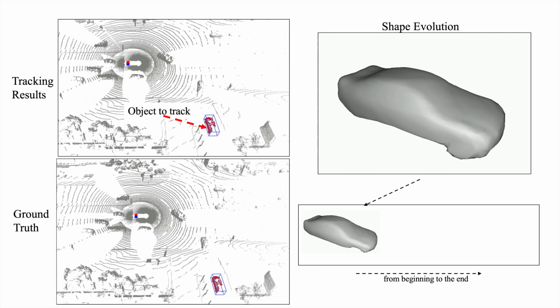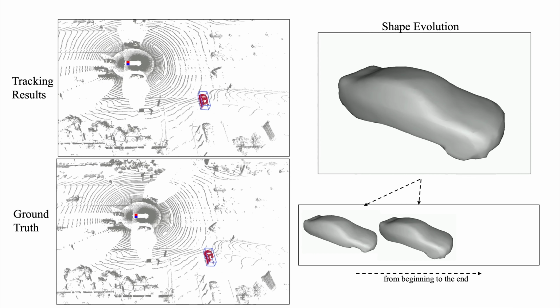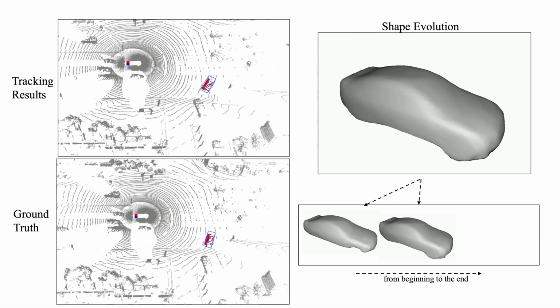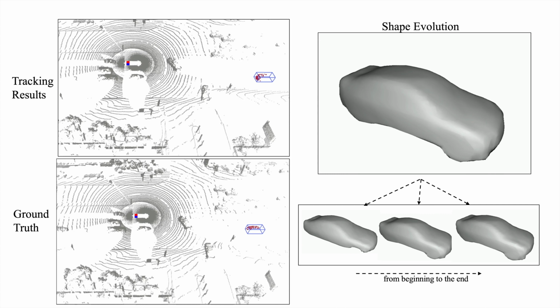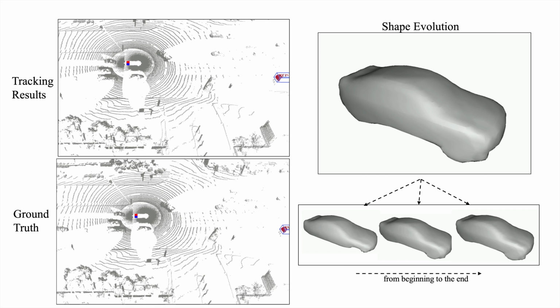Here is another example. As we can see, in the evolution, the shape is becoming more and more like the GT shape, which in turn helps tracking.